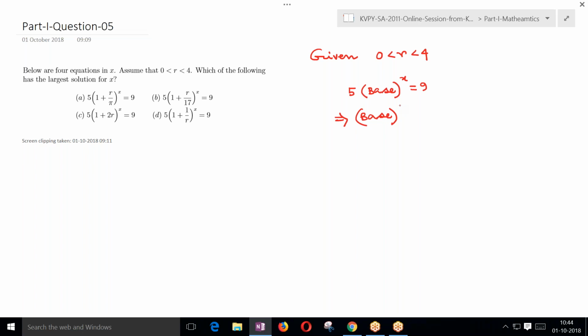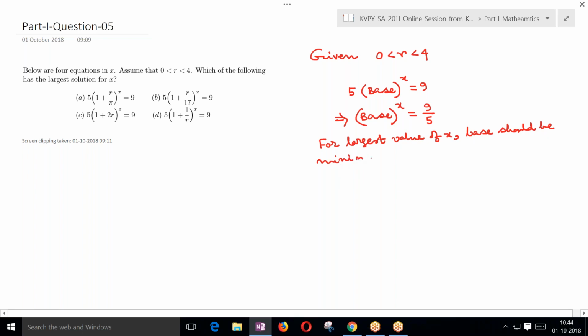Now, to get the largest value of x, the base has to be minimum, correct? That is the only way we can have the maximum value of x. So for the largest value of x, the base should be minimum. Now what are the bases?